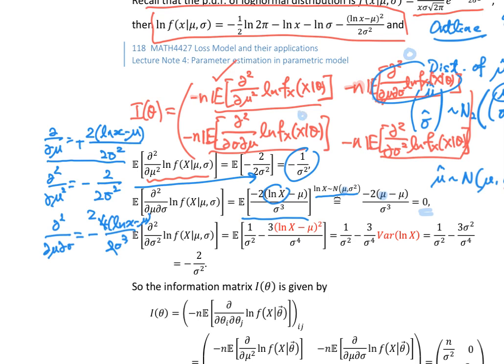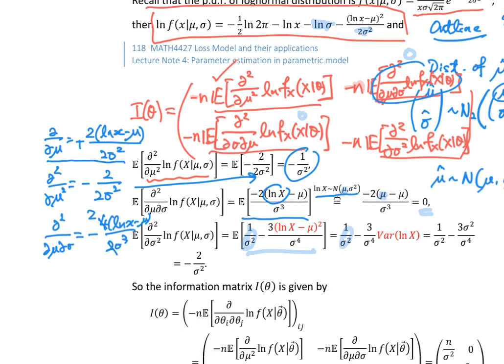Lastly, about the expected value of the second derivative with respect to sigma. Basically you just differentiate this log function twice with respect to sigma, but be careful that there will be 2 terms involving sigma. You differentiate each of these with respect to sigma 2 times, and this is basically what you get. In order to continue, the first term is a constant, so you can just take that out.